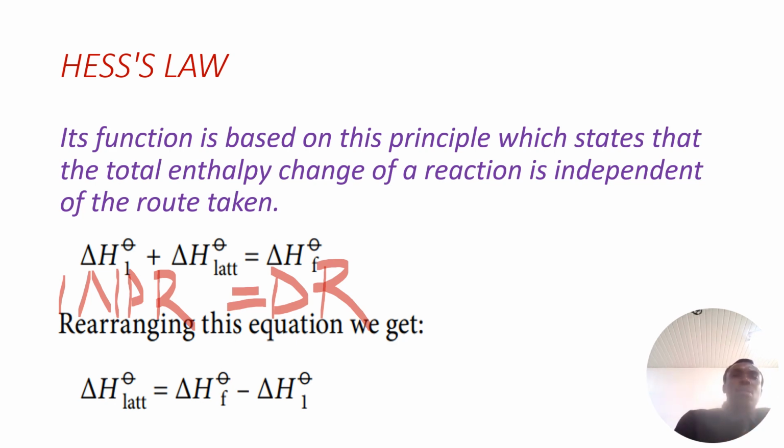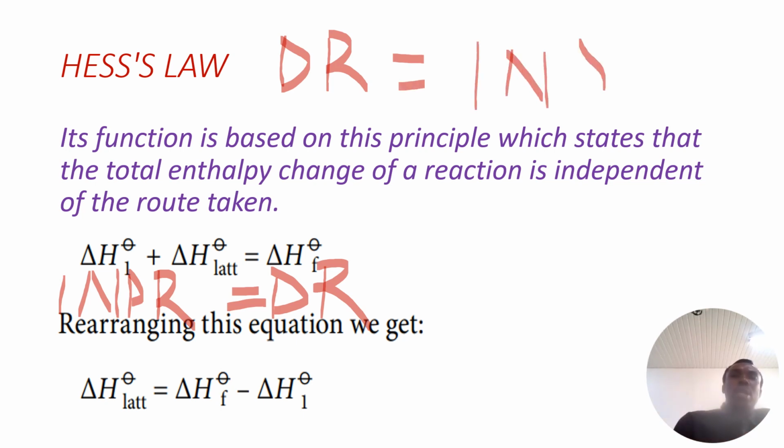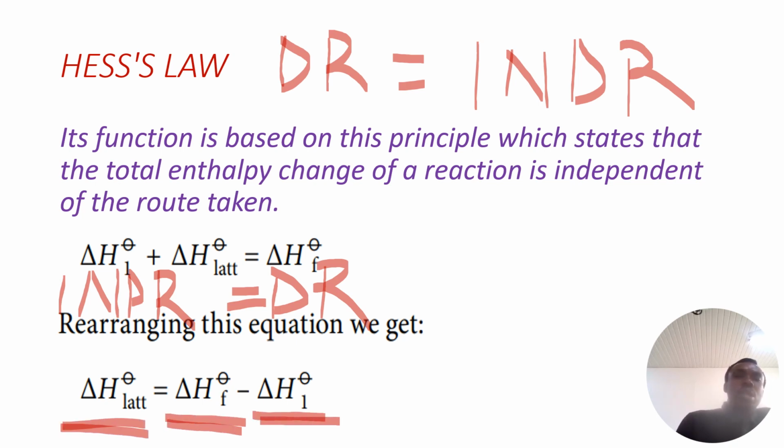So from Hess's law, the direct route is equal to the indirect route. Rearranging this equation, we can get the lattice energy. So the lattice energy will be equal to the enthalpy change of formation minus the summation of the enthalpy change of atomization of the metal and of the non-metal, the enthalpy change of ionization of the metal, and the enthalpy change of electron affinity of the non-metal.